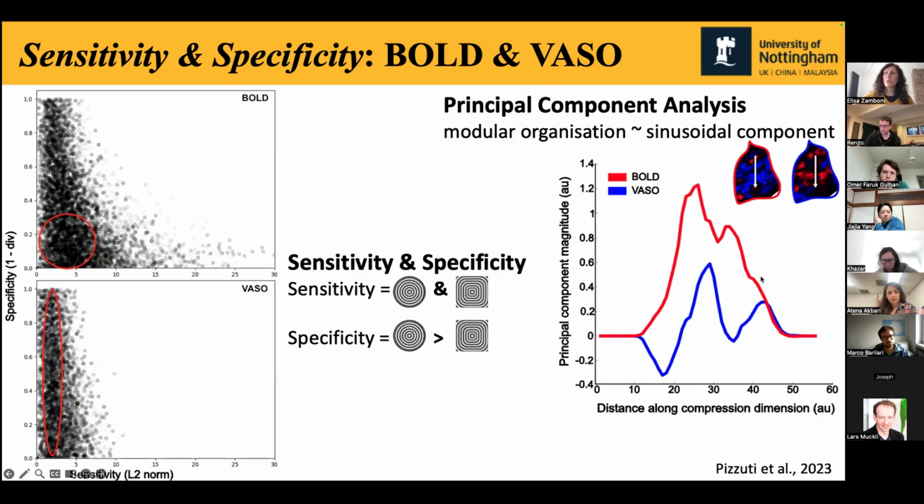An example for one participant and one region of interest is given here. The more sinusoidal these components, the higher the structure in these curvature domains. Here we have in blue the principal component that is extracted from the vaso map, and in red the principal component for the bold map. As you can see, the vaso map seems to provide more information compared to bold.